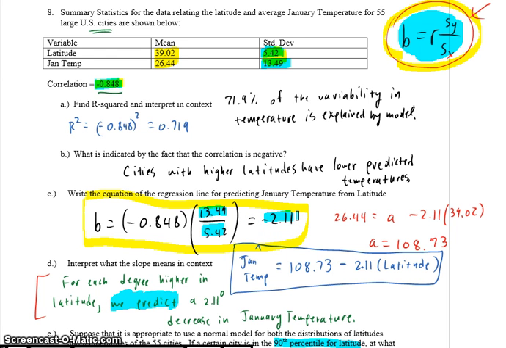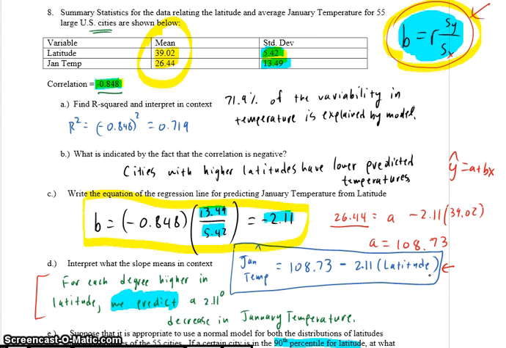We know that the regression line will go through the mean of x and the mean of y. So I'm going to plug that point into y equals a plus bx. I'm going to plug in the y, 26.44 in for a, and I'm going to plug in 39.02 for x, and I'm going to solve for the y-intercept, and I get this. So here's my regression equation.